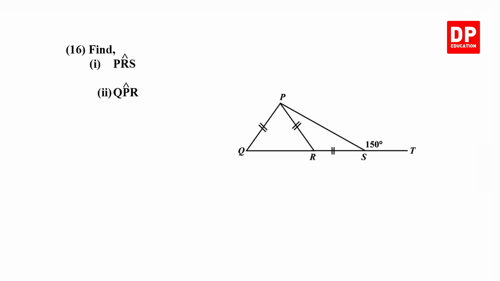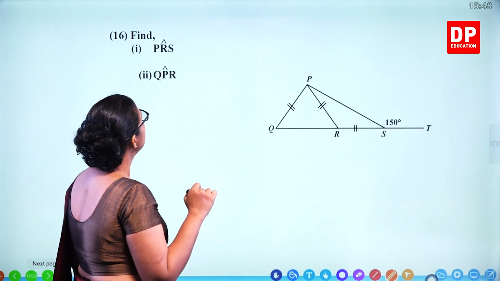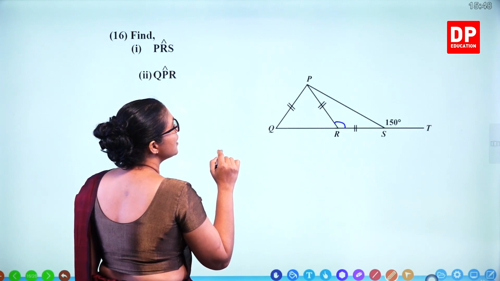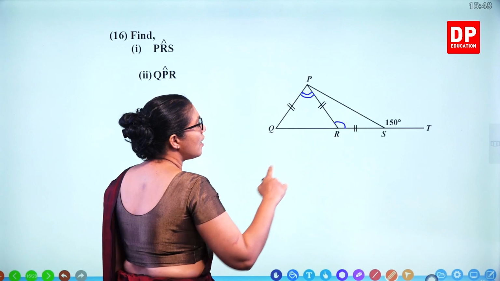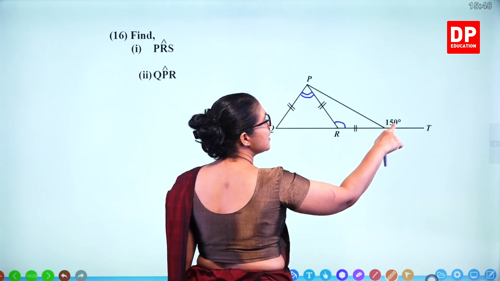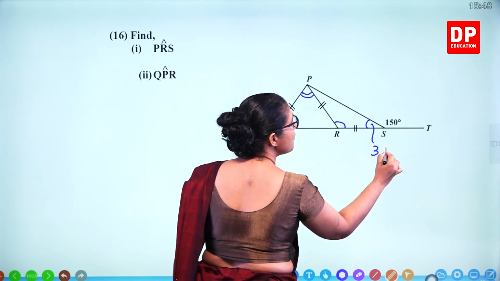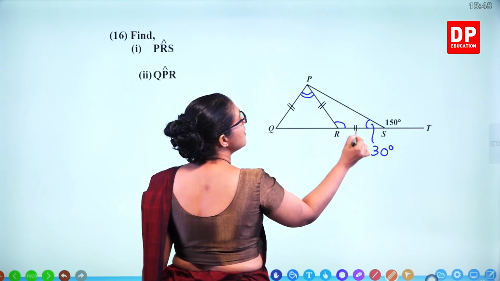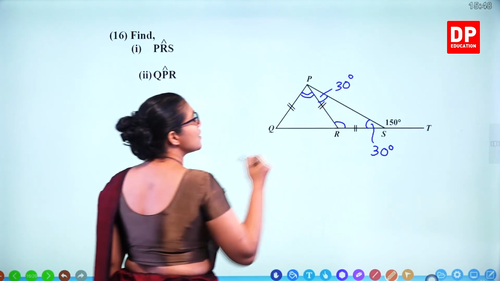Question number 16. You are asked to find PRS and what's the other one? QPR. QPR is this one. This is 150. What's this angle? 180 minus 150, that's 30. So this is 30 and this is an isosceles triangle. This is also 30. So what's the other angle?